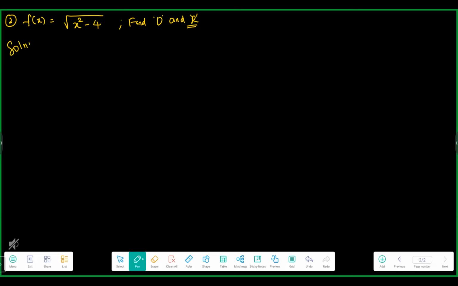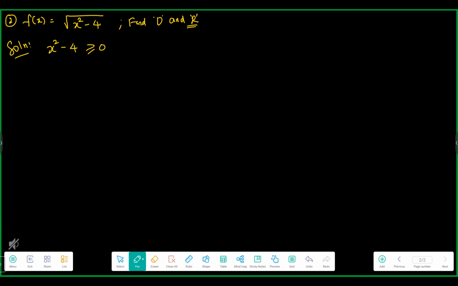So solution is, whenever you have something inside a square root, see, x square minus 4 is a polynomial function, right? X square minus 4 is polynomial. But when a polynomial function, or for that matter, any algebraic function is inside a square root, you need to ensure that the value is either greater than 0 or greater than or equal to 0. Here, x square minus 4 is in the numerator. So x square minus 4 should be greater than or equal to 0.